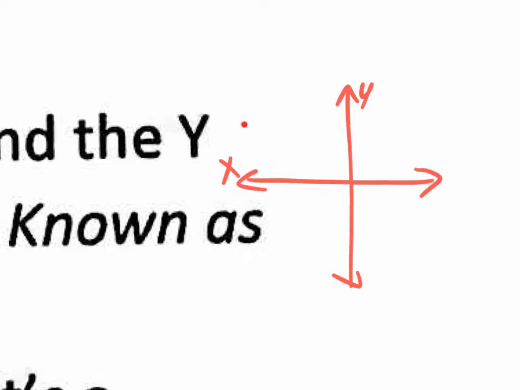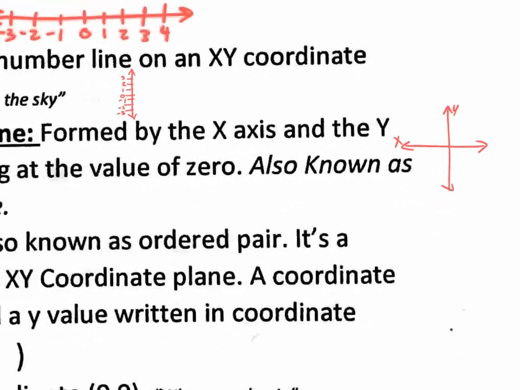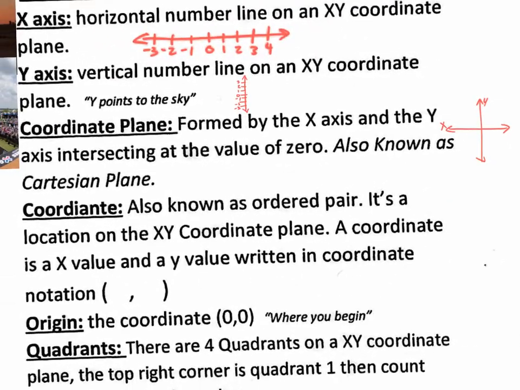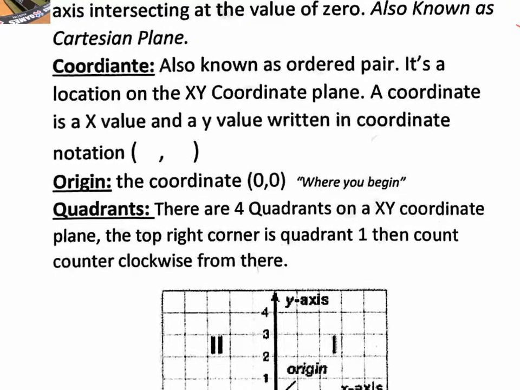Now when you put both of those together, an x-axis that's horizontal and a y-axis that's vertical, you get the xy plane. You get the xy coordinate plane, also known as the Cartesian plane, the coordinate plane. So what is a coordinate? It's just a location on the xy plane.